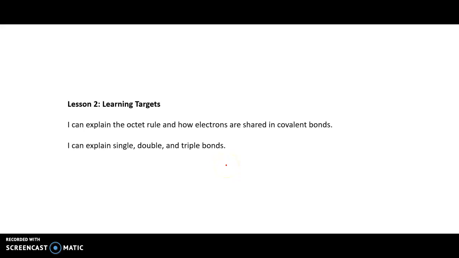All right, we're on to lesson 2, and now we're going to throw in the octet rule, and we're going to look at the different types of bonds. We have single, double, and triple bonds. All right, so we know that they're going to share electrons.